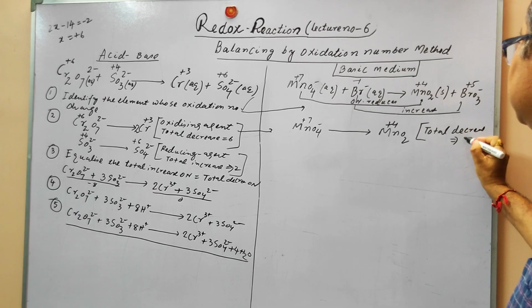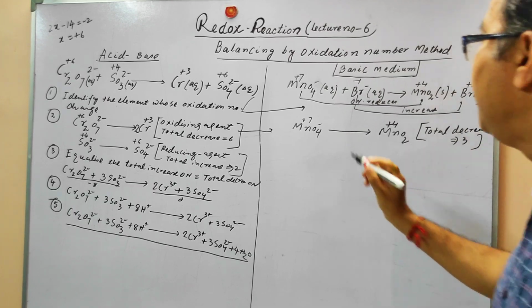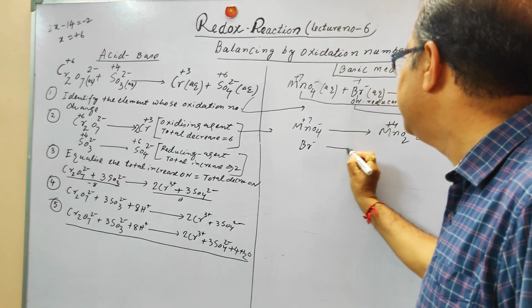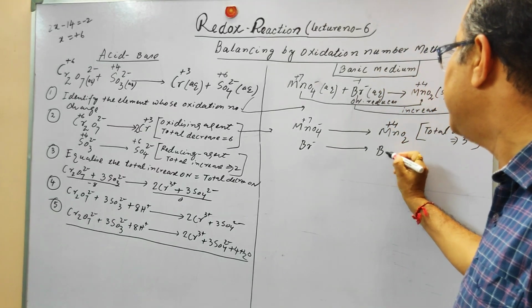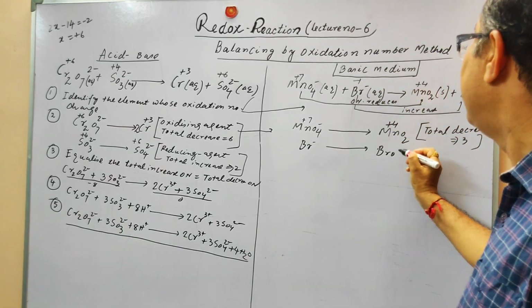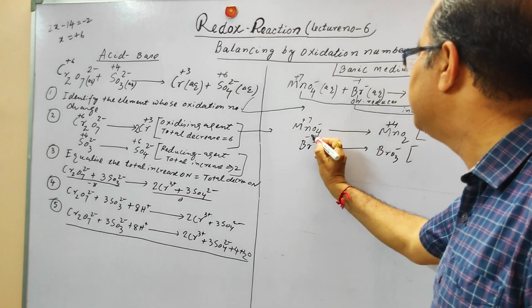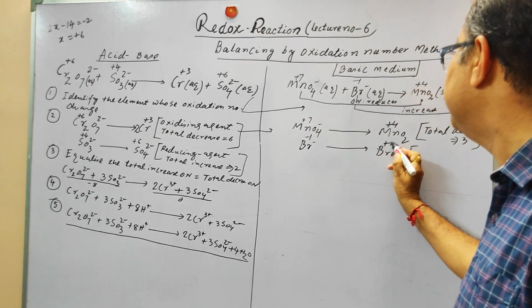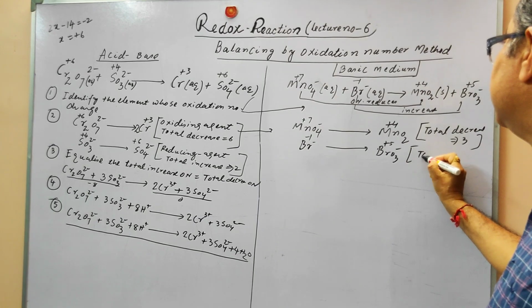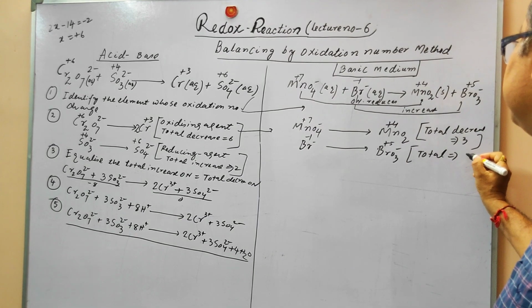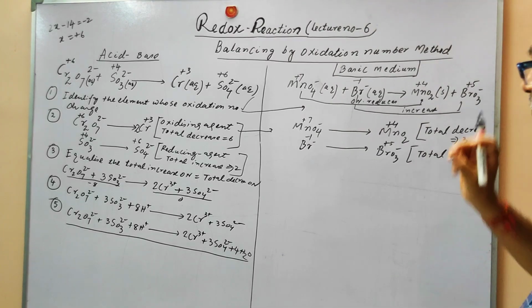Okay, for the bromide ions, you can see it goes to the bromate ion, and here you can see the oxidation number goes from minus 1 to plus 5. The total increase is equal to, that is how much? 6.